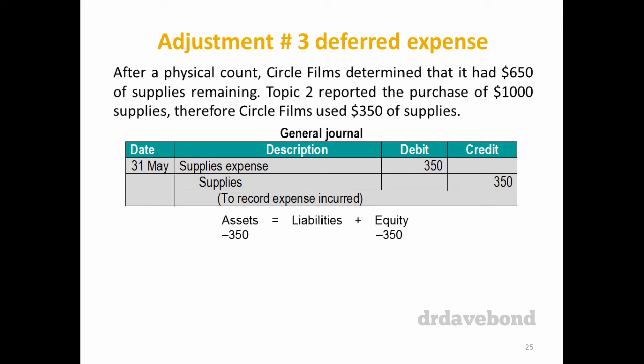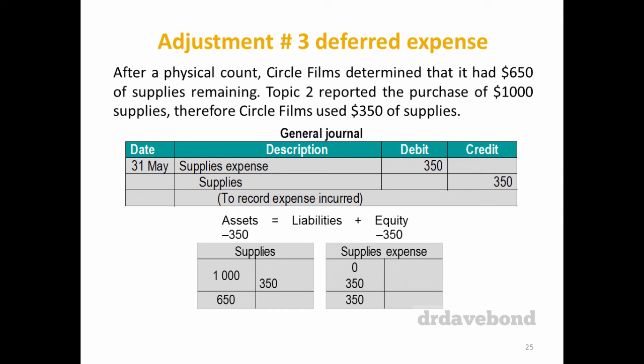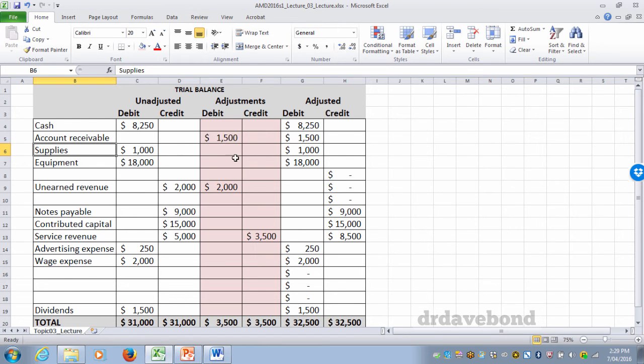So debit supplies expense, because we've used up 350 of supplies. We credit supplies themselves, 350. Assets drop, equity drops with the expense. And we end up with 650 of supplies and 350 of supplies expense. So supplies, we credit 350 to bring it down to 650. Supplies expense is a new one, so we add it in. Started with nothing, and we debit supplies expense 350. And again, everything is still balancing, 3850, 3850, 32.5, 32.5. So we're still looking good on that front.